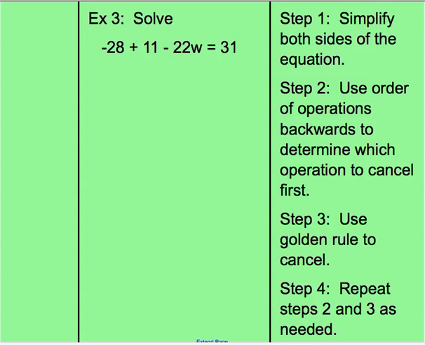On the left-hand side, I've got negative 28 plus 11. So thinking about our integer rules, if I borrowed $28 and I pay back 11, I'm still $17 in debt.